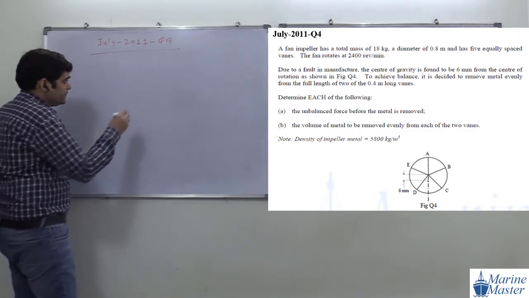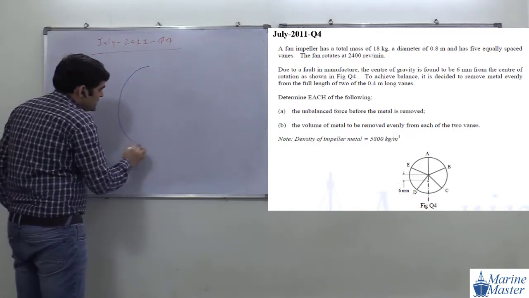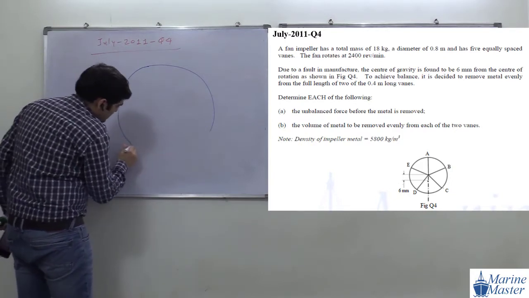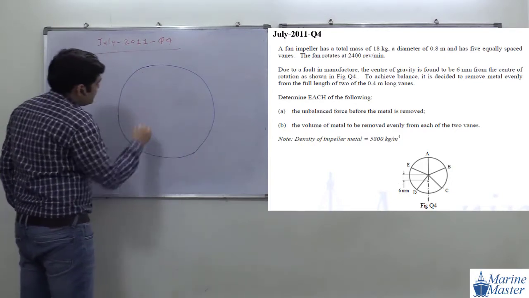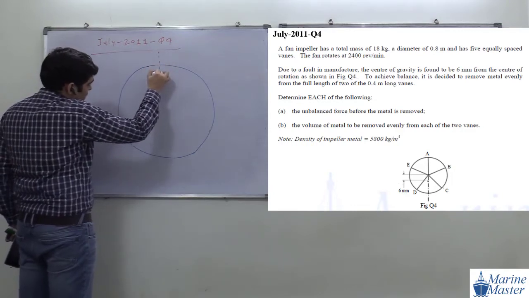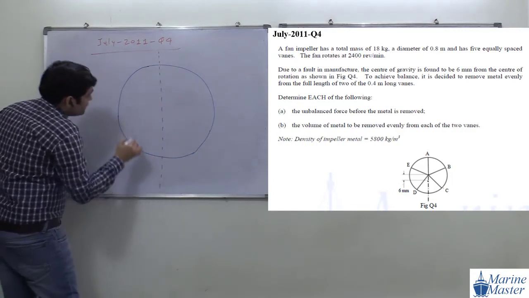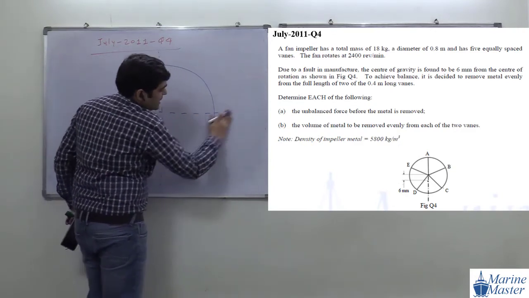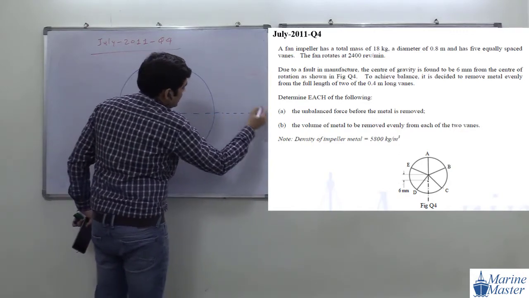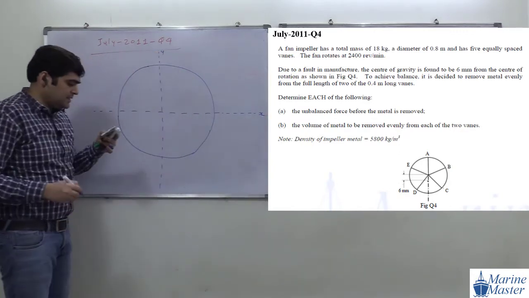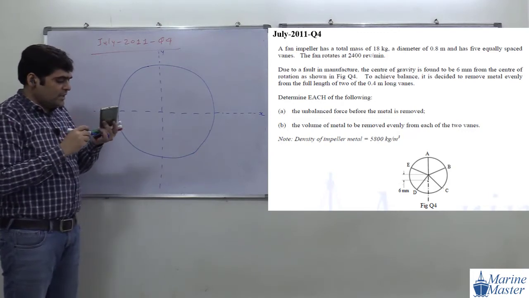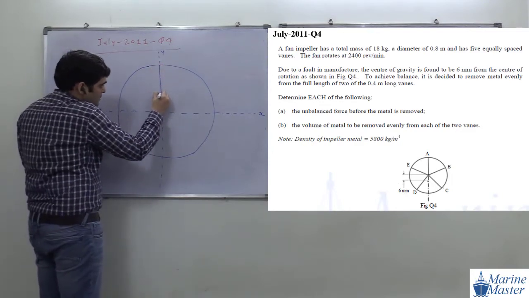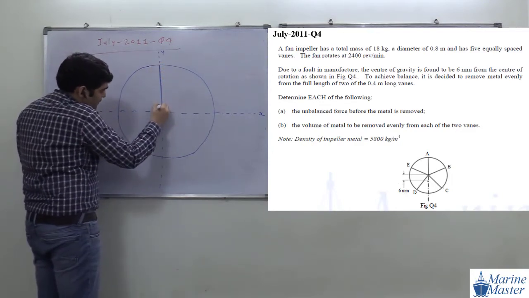So try to see the point here. We have the impeller. I am representing it as per our standard practice: this is the x-axis and this is our y-axis. Now how many vanes do we have here? 5 vanes. The first vane is this one, this is our vane A.